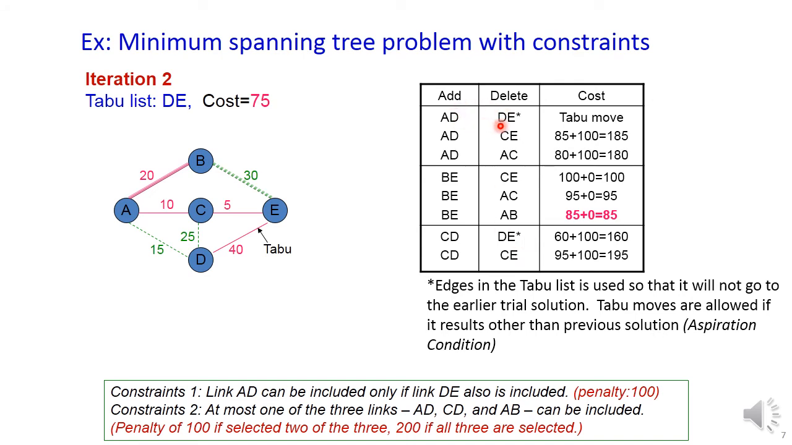Adding AD and deleting DE. DE is already there in the taboo list. So this particular move is forbidden because we will go back to the previous move. That is the reason this is forbidden.